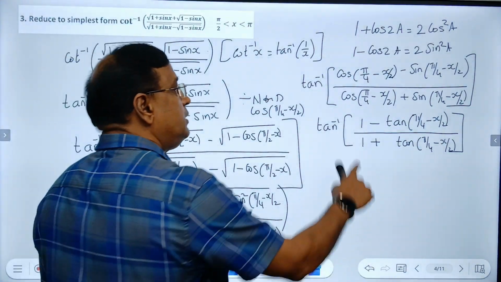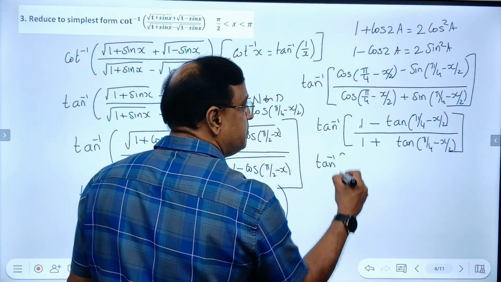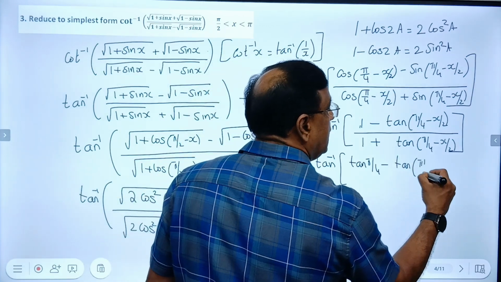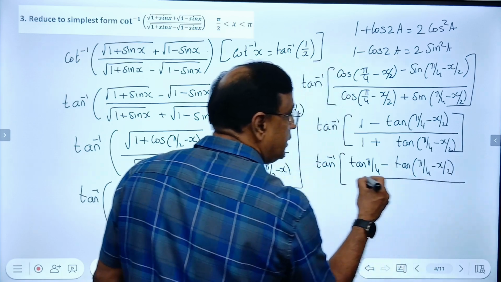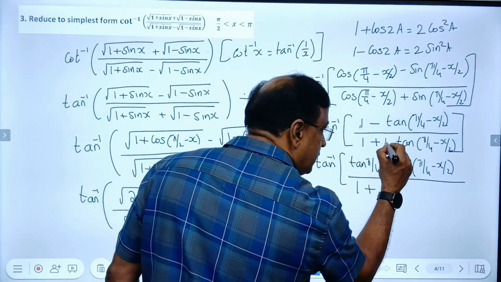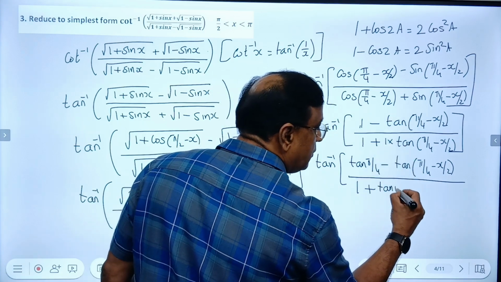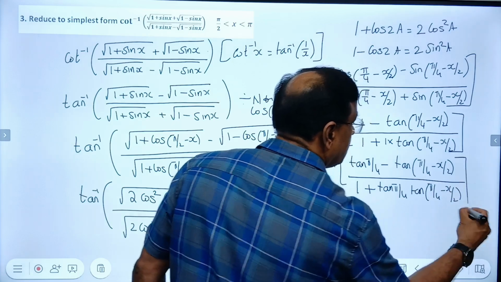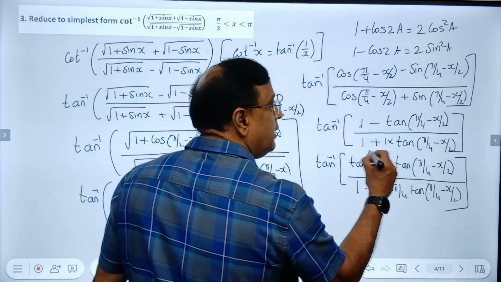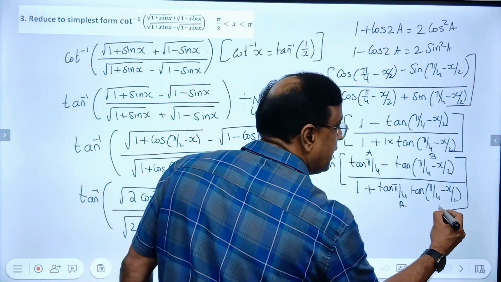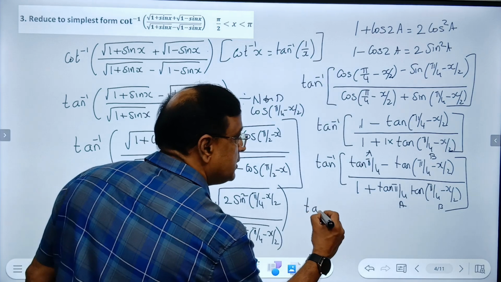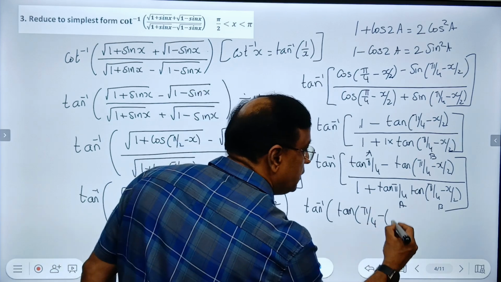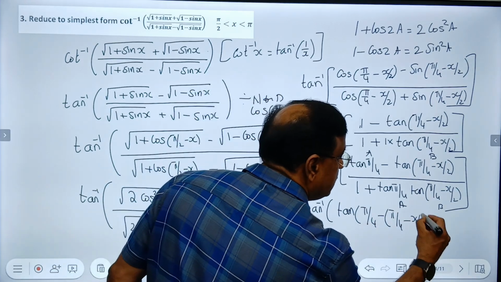Okay. So now what do you do? Write this one as usual, the same procedure. You write it as tan pi by 4 minus tan of pi by 4 minus x by 2 divided by, don't touch this one. Can you see there's a 1 hidden here? So that is tan pi by 4 into tan of pi by 4 minus x by 2. What formula is this? Tan A minus tan B by 1 plus tan A tan B. What's the formula? It is nothing but tan of A minus B. What is B? Pi by 4 minus x by 2.